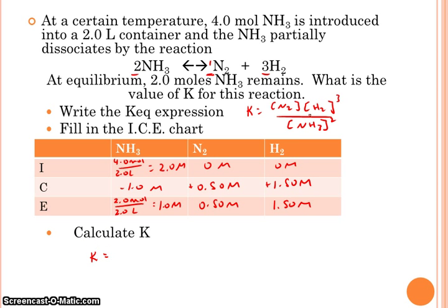Now we have our equilibrium values, we can calculate K. So we wrote our expression up here. We're going to plug in our numbers. 0.5 times 1.5 cubed over 1.0 squared. And that's going to give us a value of 1.7.